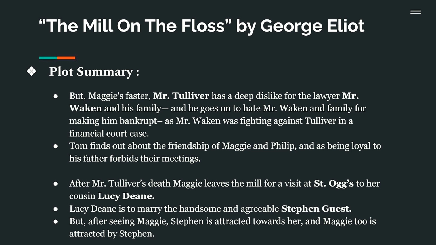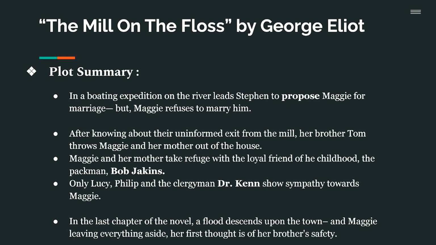After her father's death, Maggie leaves the mill for a visit at St. Ox to meet her cousin Lucy Dean. Lucy Dean is to marry the handsome and agreeable Stephen Guest. But after seeing Maggie, Stephen is attracted towards Maggie, and Maggie too is attracted towards Stephen. So, a boat expedition on the river leads Stephen to propose to Maggie for marriage, but Maggie refuses to marry him.